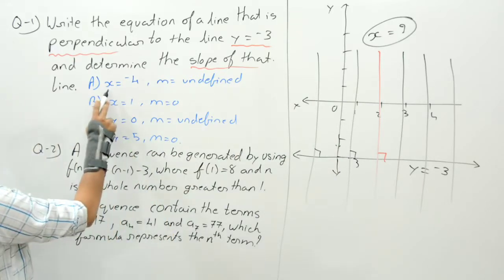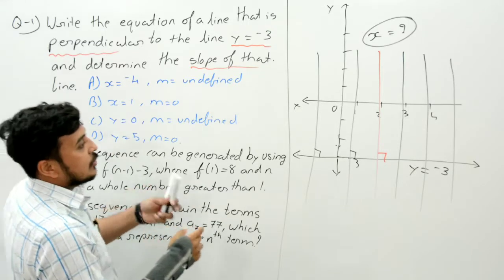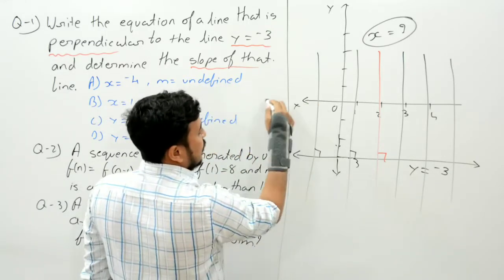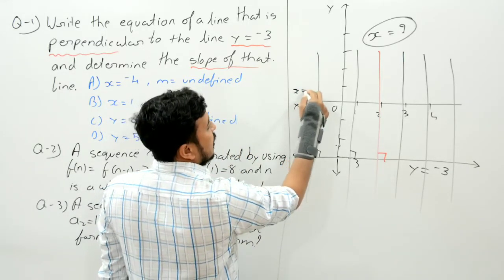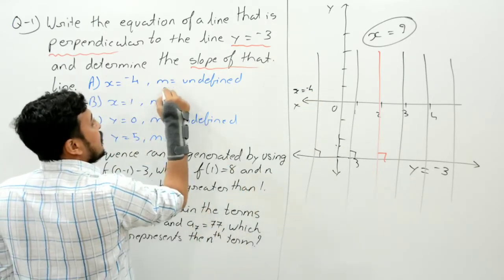But we have 4 options. x equals minus 4. Yes, obviously x equals minus 4. On this side it will be x equals minus 4. And m is undefined. m means slope.